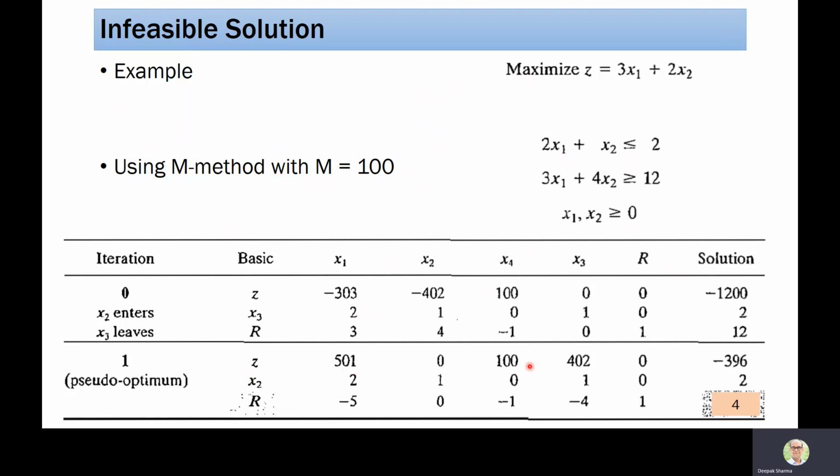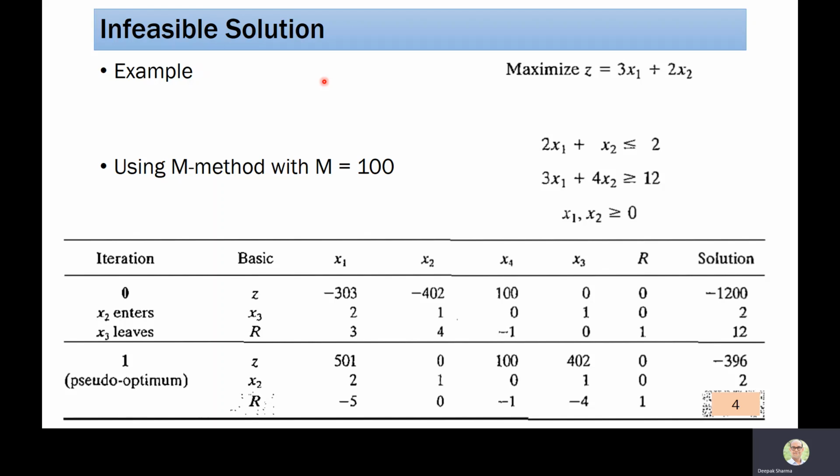Now once we get it, look at the Z row in iteration number 1. If we look at the coefficients of Z, there is no coefficient which is negative. This means as per the Simplex method, we reach the optimum. But look at the basic variables: we have x2 and r. The r value is still positive, which is 4. Whenever there is an r as a basic variable in the optimum Simplex table, this means that the solution is infeasible. So these are the 4 cases that we have to understand.